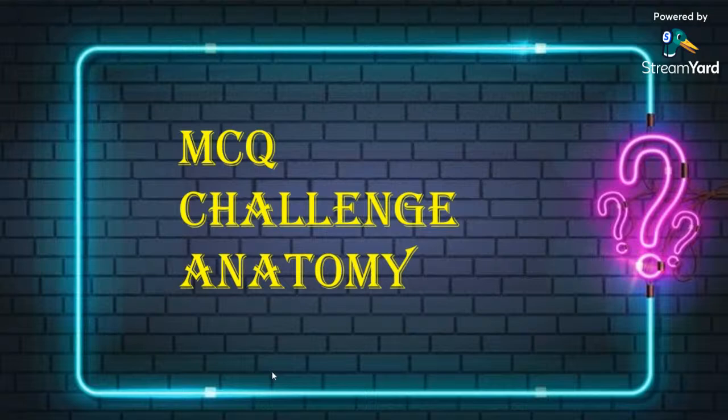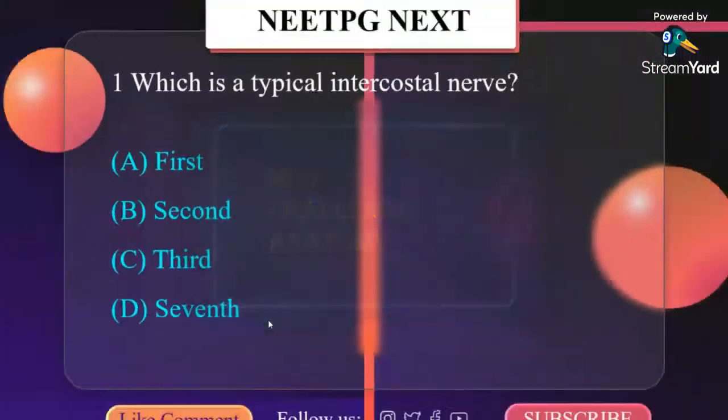Today we are going to deal with the subject of anatomy. Anatomy carries a huge chunk of questions, about 15 to 16 questions from anatomy in the NEET PG exam usually come. In INICET exam also about 10 to 12 questions come. And the basic knowledge of anatomy will help you in solving many questions in different surgical subjects also. So let's begin with the first question of anatomy.